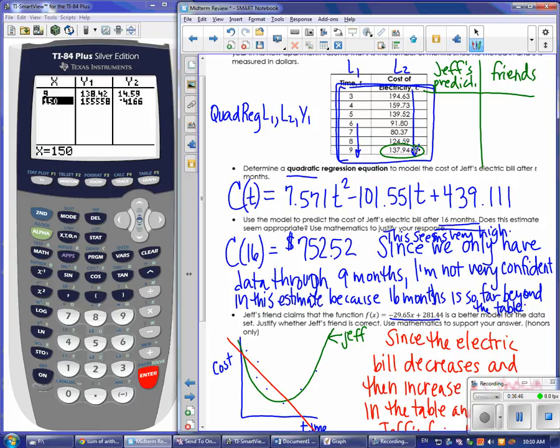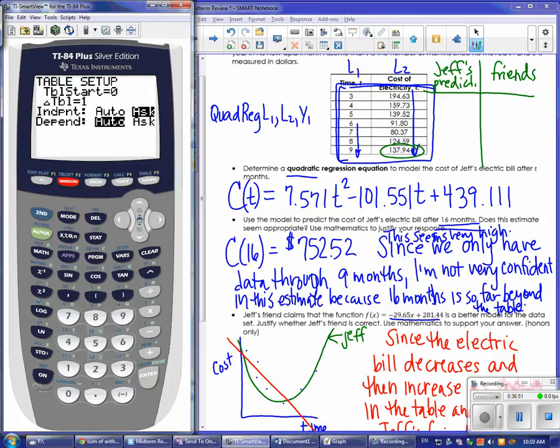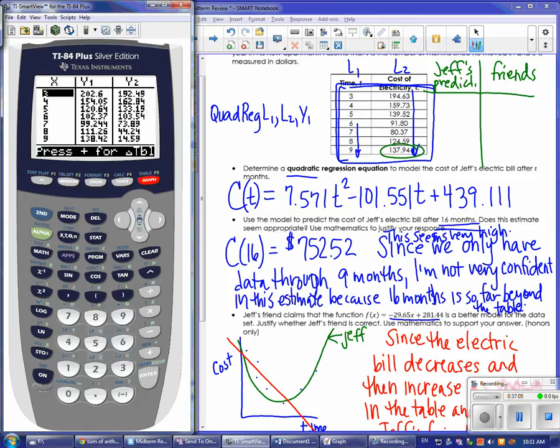And then if you wanted to, I can also show you, if you go back to your table set, since our table starts at 3, I could set my table start at 3, and then the change in table, since my t-values are just increasing by 1, I could change it to 1, and then change everything to auto. And so now if I go back into my table, I'll have complete lists. So you can actually compare a bunch of these numbers, and you can see that initially both functions are relatively close, but as you get closer to the 9th month, you can see that while Jeff's model is going to stay fairly close, his friend's model does not.